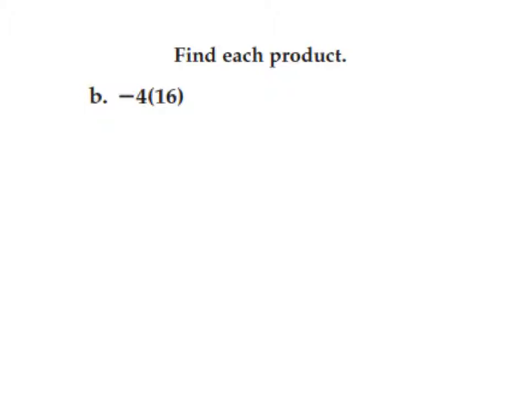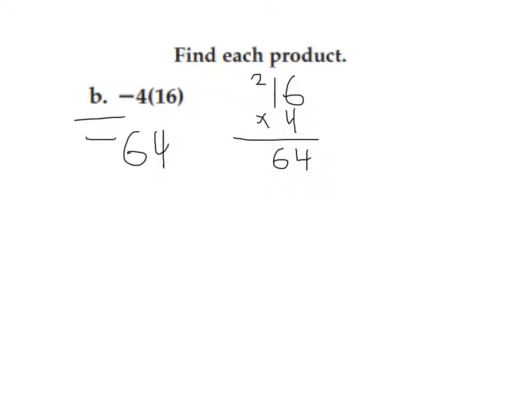Our second slide still is dealing with find each product. We have the problem B, negative 4 times 16. We are just going to deal with 16 times 4. 4 times 6 is 24. Carry the 2. 4 times 1 is 4, plus 2 is 6. We have a 64. Then we look at our original problem. We have a negative and a positive. That means our answer will be a negative.